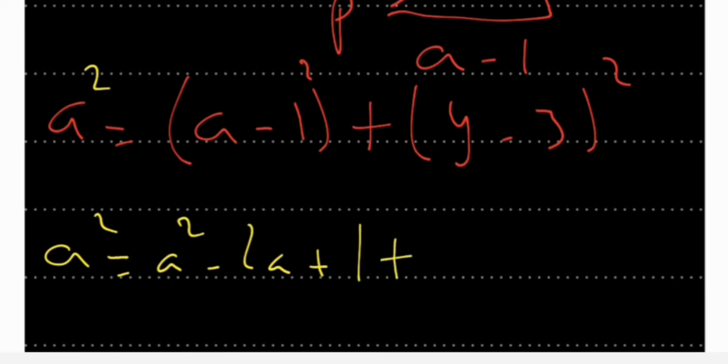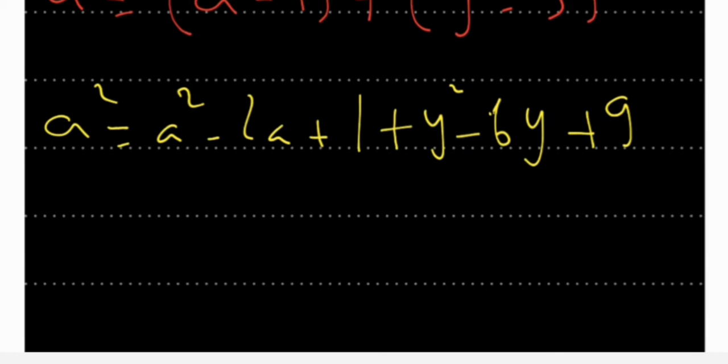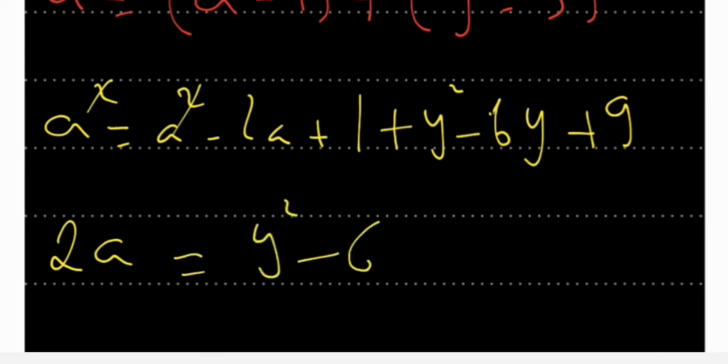So plus 1 plus, now for this part over here, y squared minus 6y plus 9, okay? So the A will cancel with A, so we'll have that 2A is equal to y squared minus 6y plus 10, okay? So this is an equation for us to... So we are going back for this one, okay?